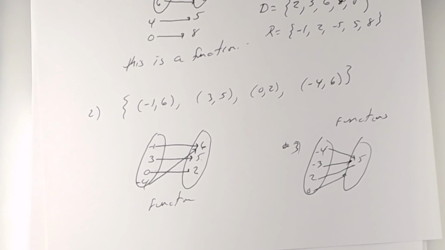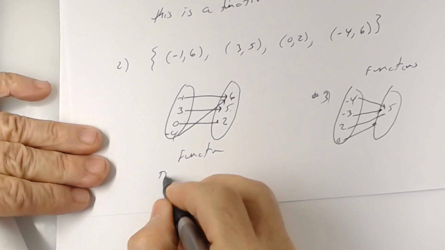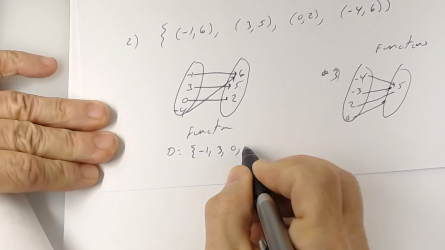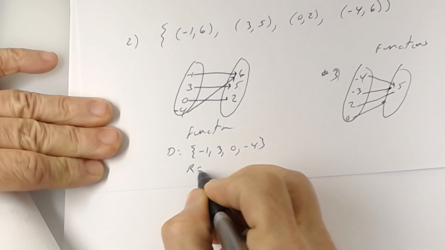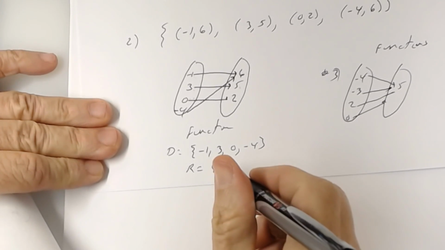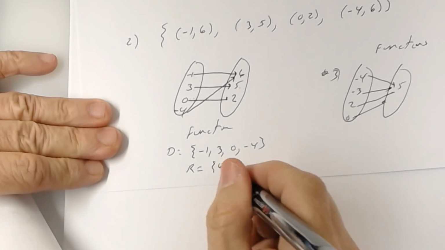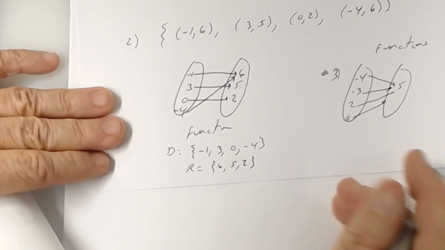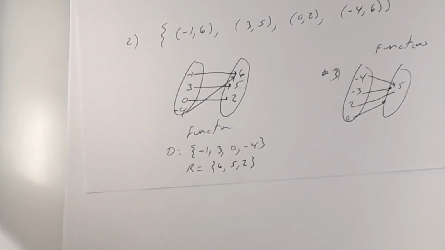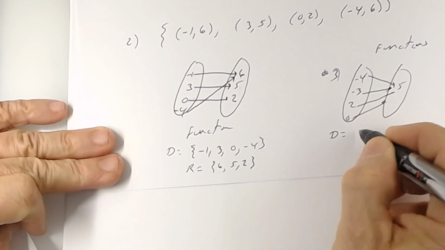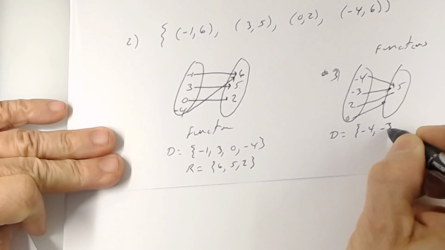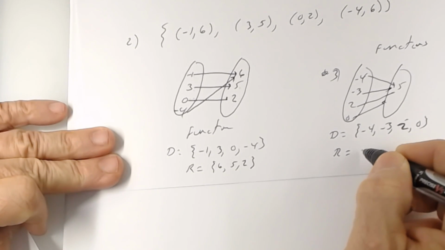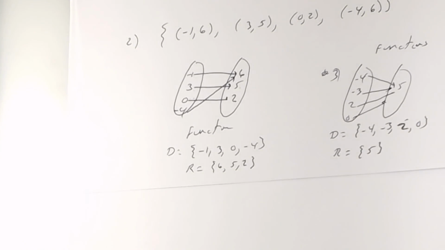What's your domain here? -1, 3, 0, -4, and the range would be, remember, only listed once. So it'd be 6, 5, and what? 2. That's it. You only list it once. Number 3, the domain was -4, -3, 2, and 0. The range is only one number. What is it? 5. That's your range.